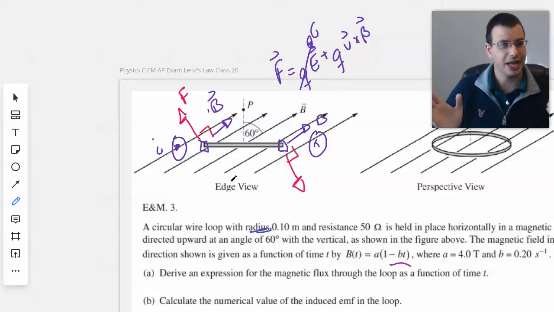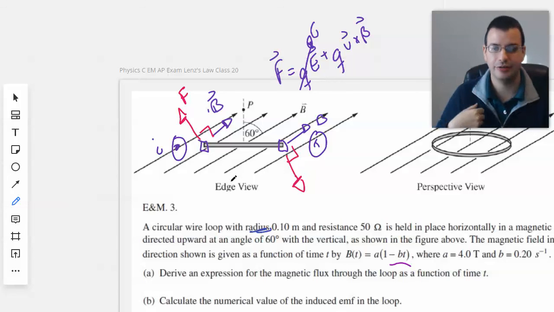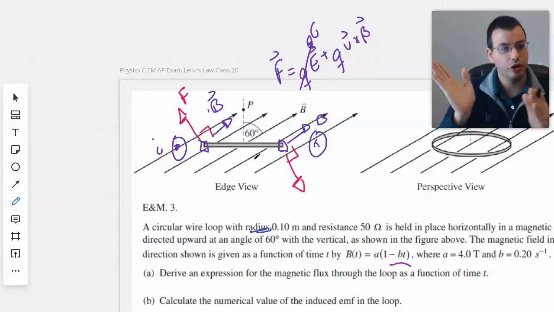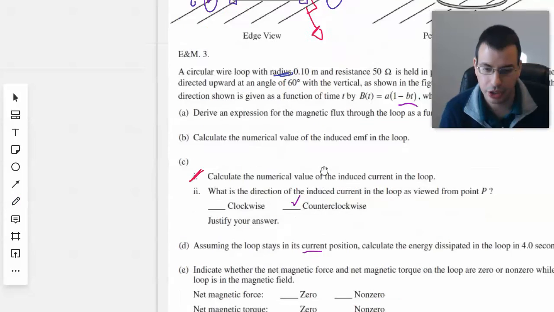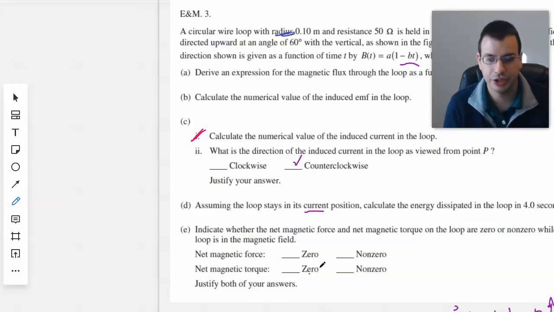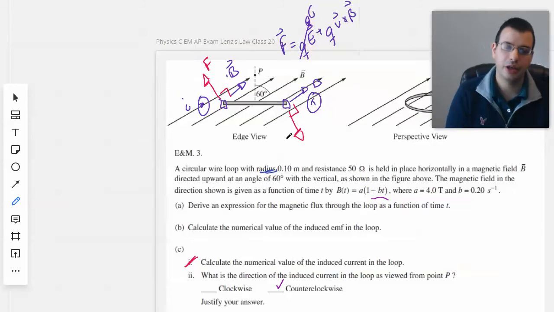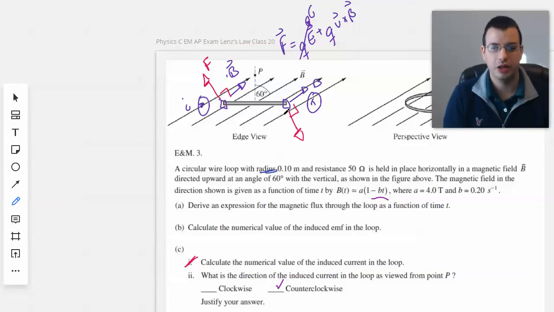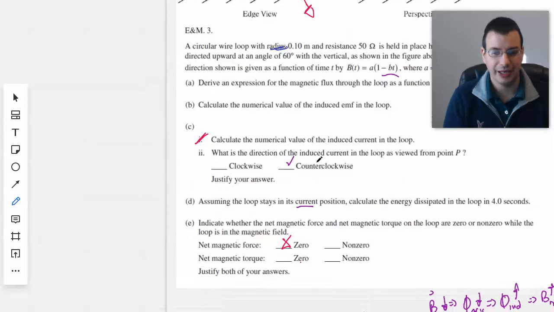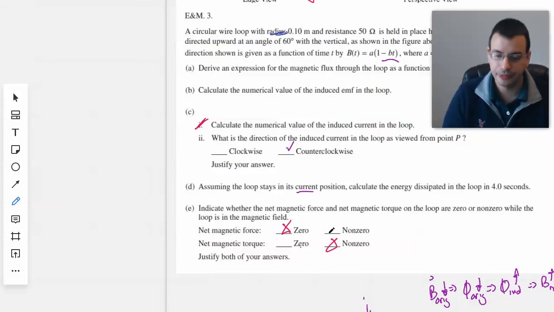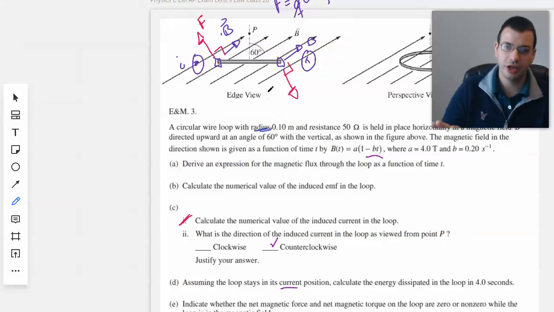So, it's going to be exactly what I said, where it's going to try to align itself with the magnetic field. So these forces, when you add them together, will all cancel each other out. So there will be net magnetic force, 0. But there will be a torque, net magnetic torque, because you'll see that this is torquing the loop to be in line with the magnetic field, non-zero.